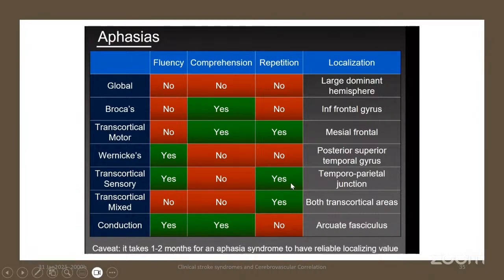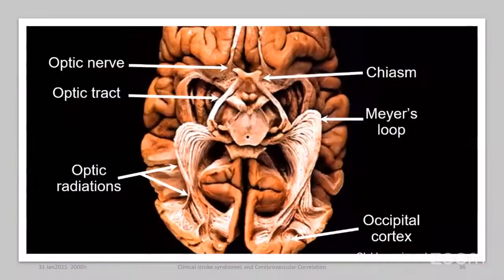That's a different type of aphasia, because that starts with a global aphasia, because the large dominant hemisphere, the left side, is involved. Fluency is affected, comprehension is affected, repetition is affected, but slowly the clear picture emerges. That finishes the language. Then, in strokes, the visual problems can happen.